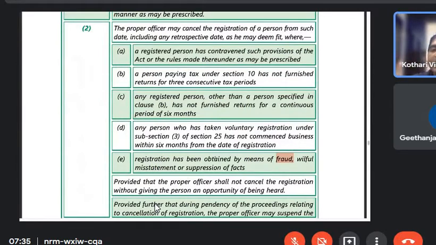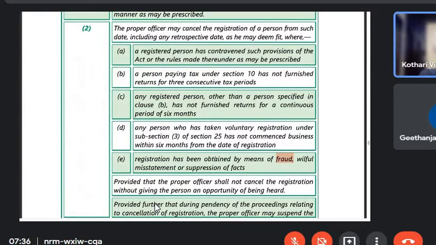1. When the person has contravened provisions of the Act or rules under the GST, then the proper officer can cancel the registration. Second, a person paying tax under the composition levy, section 10, has not furnished his GST return for consecutive 3 tax periods. Consecutive means what? Continuously 3 tax periods he has not filed the return. Then only it is consecutive.